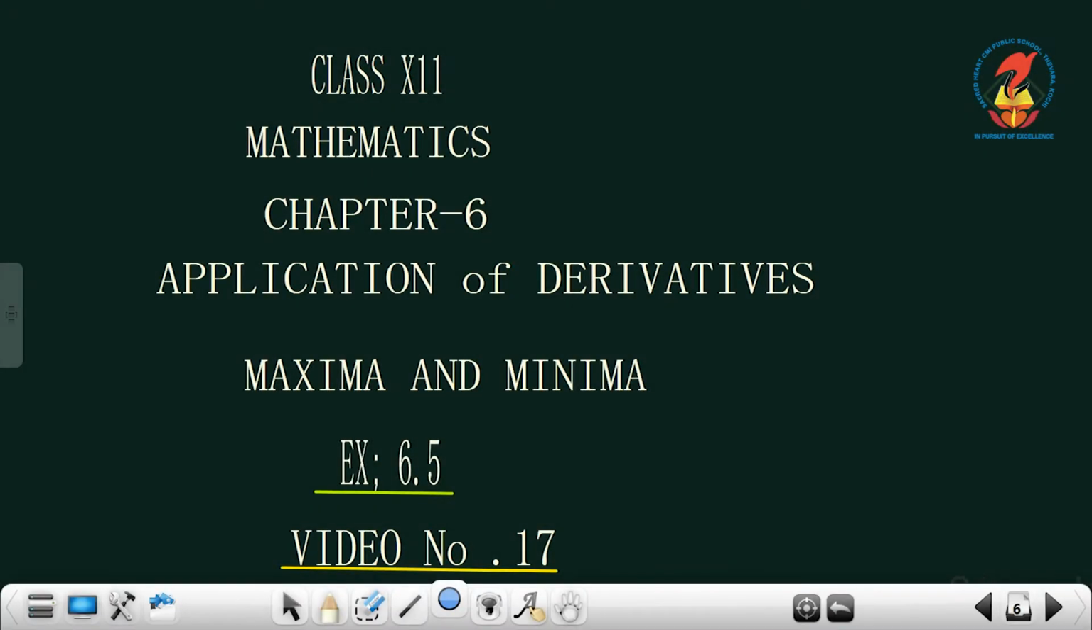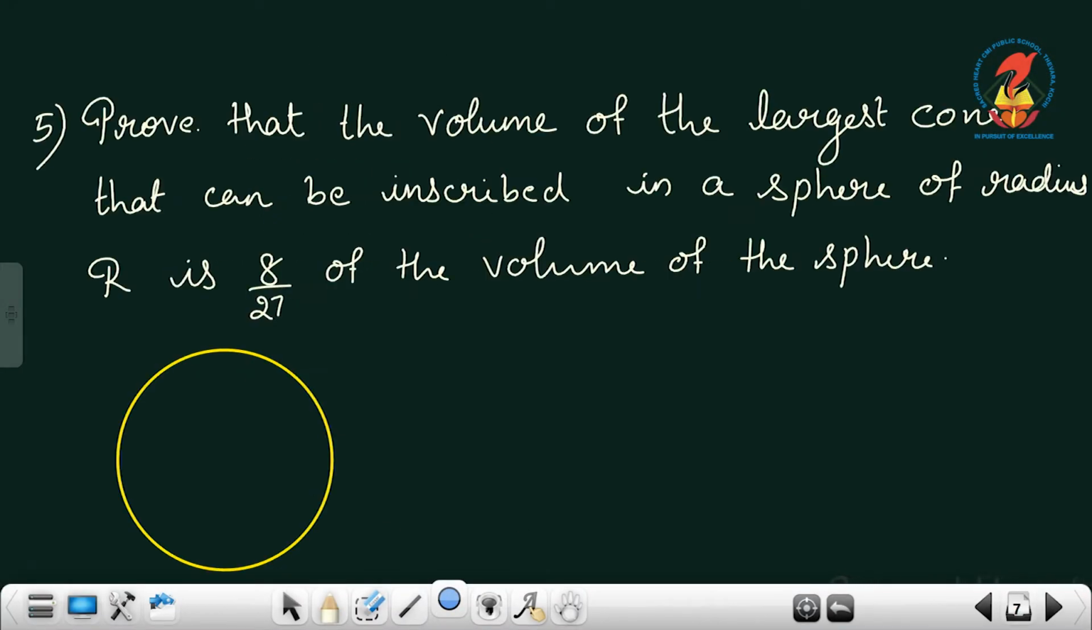We can continue, children. The next question. Prove that the volume of the largest cone that can be inscribed in a sphere of radius R is 8 by 27 of the volume of the sphere. Prove that the volume of the largest cone that can be inscribed in a sphere.